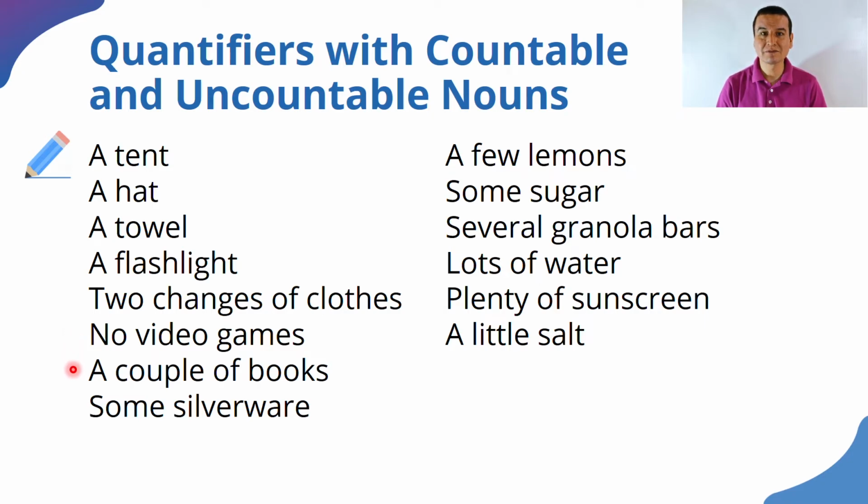A couple of books. Yes. Nice. Some silverware. A spoon, a fork. I like that. A few lemons. That is great. A few lemons, because you don't know if you're going to find them there and they're not yours. You want to take something to make some lemonade. Some sugar. That's why she's taking some sugar to make some lemonade, probably. Several granola bars. Bars of granola. Several. Yes, to give you energy. Cereal bars for energy.